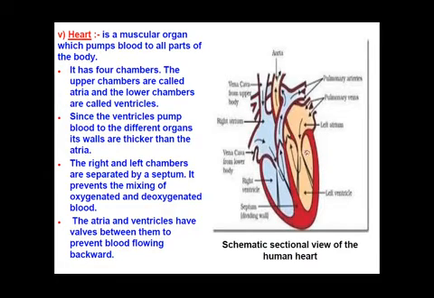Both these sides, the right side and the left side, are separated from each other with the help of a dividing wall. You can see over here in this figure, there is a wall between the right component of the heart and the left component of the heart, and this dividing wall is known as septum. So what is the work of this septum?